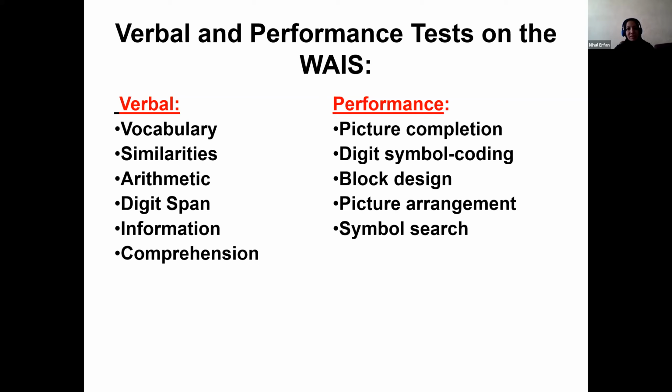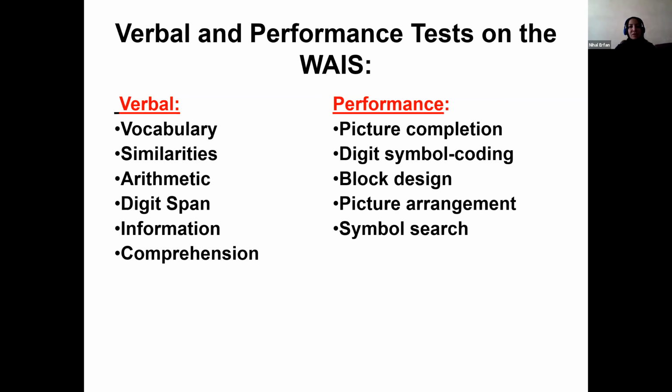With the performance tests, again not verbal, it's more about your visual-spatial ability and your ability to pick up on details. So in picture completion, you're given a set of pictures and asked to see what is missing. Maybe it's a picture of a person missing a hand, as simple as that, and obviously more complex as the person's age is older. So looking at what's missing in a picture.